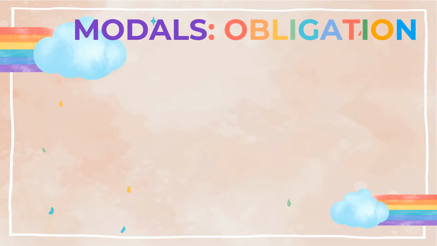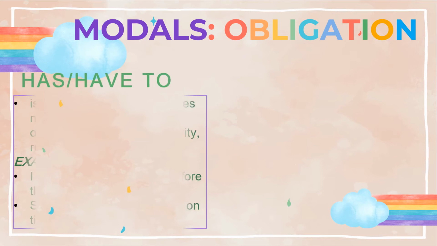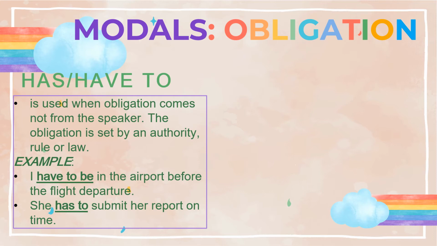And these are the modals that you can use in expressing an obligation. Has or have to. It is used when obligation comes not from the speaker. The obligation is set by an authority, rule, or law. Example: I have to be in the airport before the flight departure. She has to submit her report on time. Reminder that has should be used if you have a singular subject, and have to should be used if you have a plural subject.